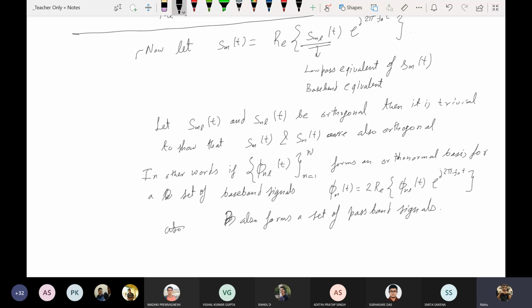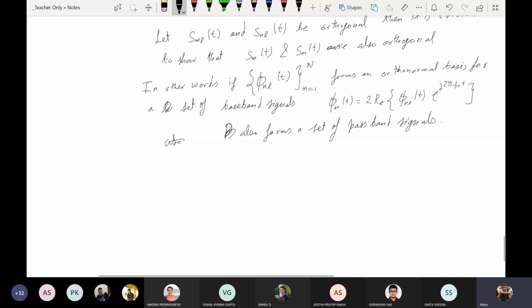You can actually show that if the baseband equivalents, or the baseband signals, are orthonormal, then the passband equivalents will also be orthonormal. It shouldn't be hard. Or should I do that? No, sir, it's okay. This should be trivial to prove, but also something important. As usual, the ink color change is delayed.